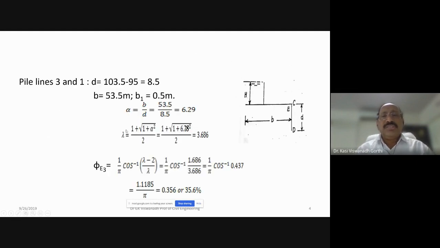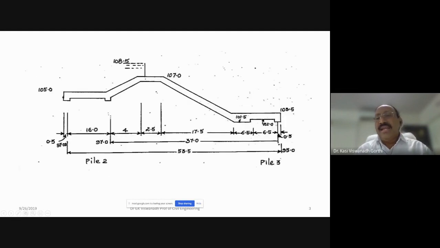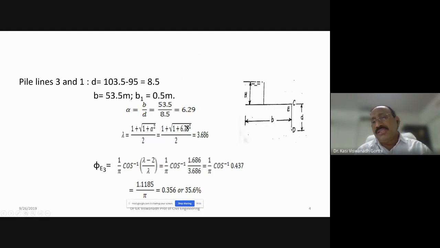If you see the junction points, for an end pile, in a simple line diagram, this is the end pile CD, the cutoff end pile. E, C, D are the junction points: E is the inner junction point, C is the outer, and D is the bottom of the pile line. H is the head causing flow, and B is the total horizontal width of the floor.